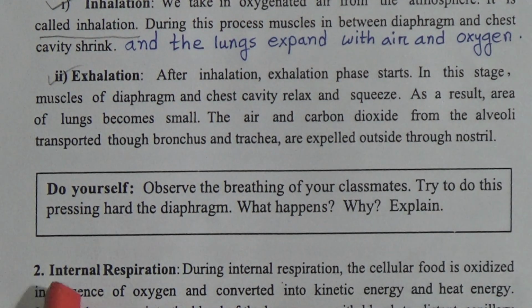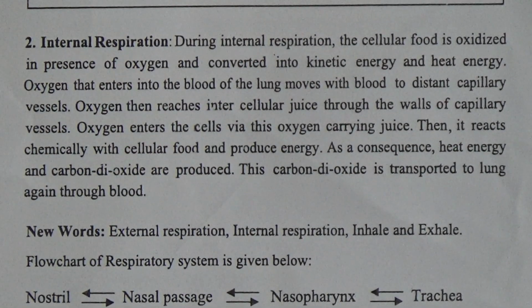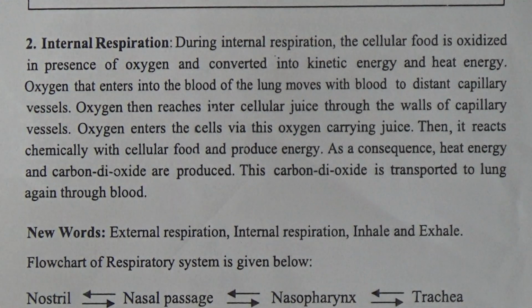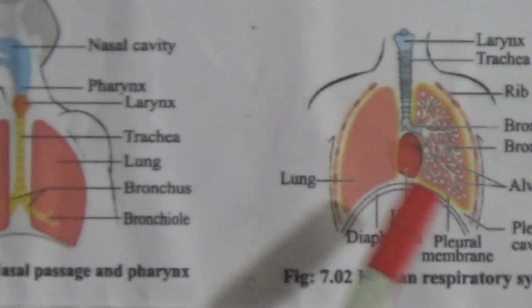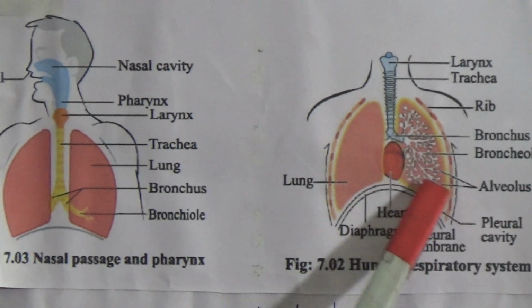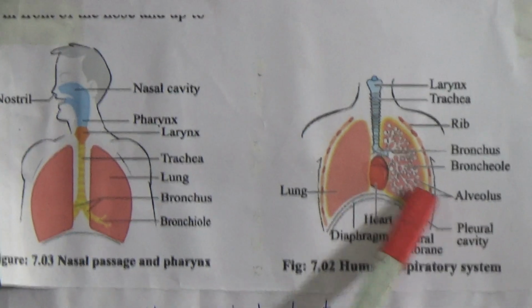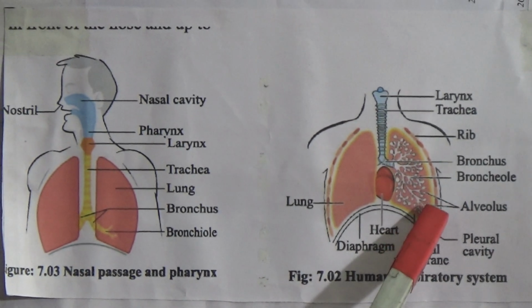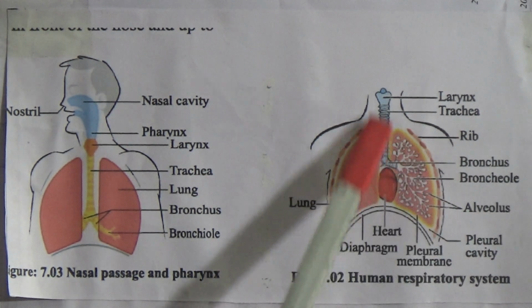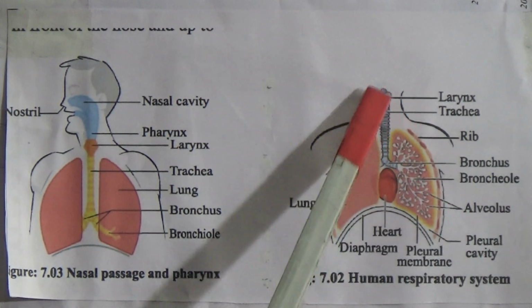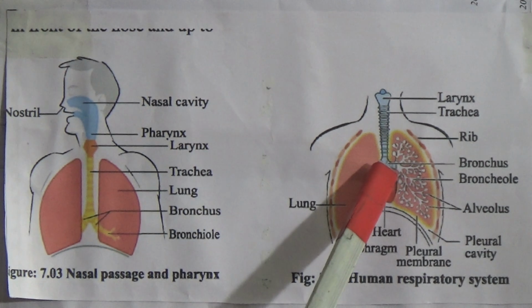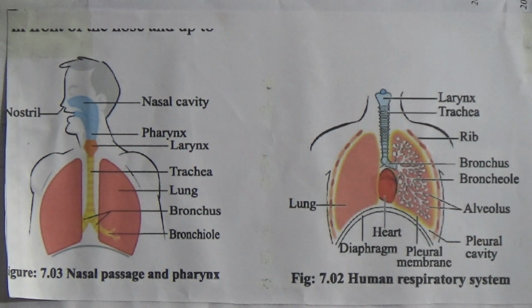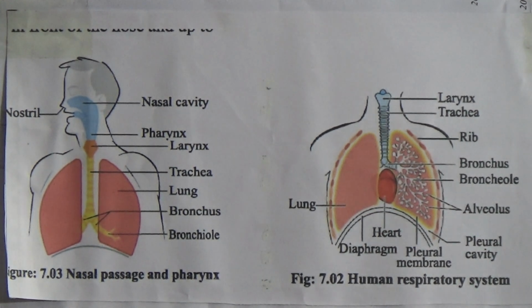And now internal respiration. Students, do you remember what is alveoli, trachea? I have shown you in our previous class. Now I am going to show you again. Here is alveoli. A small balloon-like structure inside our lung is called alveolus. And trachea, this one is trachea. These all are our respiration organs.